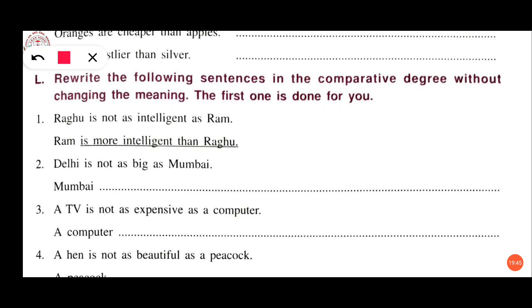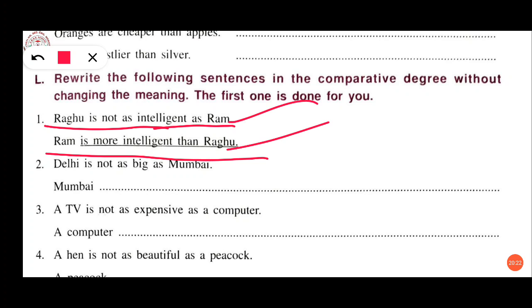Means the meaning will be the same, and we have to rewrite the sentence which is given, in the comparative degree. So the first one is done for us, and the question is first: Raghu is not as intelligent as Ram. We don't have to change the meaning of the sentence, we just have to do it in the comparative degree. So what we have done: Ram is more intelligent than Raghu. The meaning here is the same.